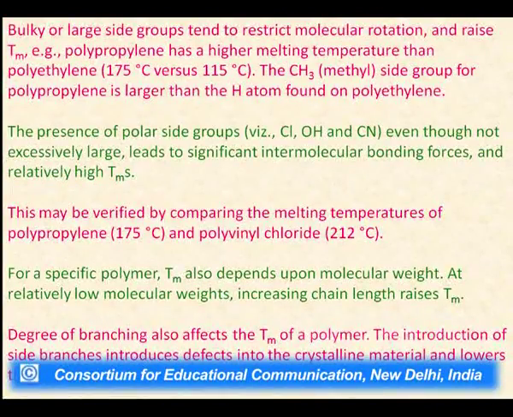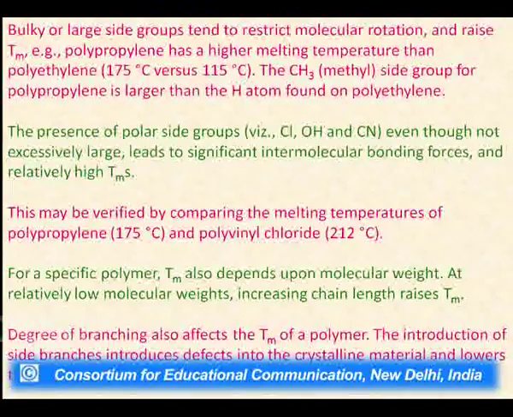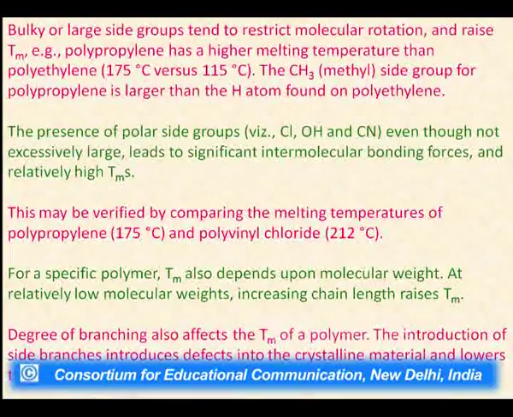Bulky or large size side groups tend to restrict the molecular rotation and thus raise the melting temperature. If we take the example of polypropylene, it has a higher melting temperature than polyethylene. Why? It is because in polypropylene we have a methyl group in a side chain. The methyl side group of polypropylene is larger than the hydrogen atom found in polyethylene. So, it will have a high melting temperature.